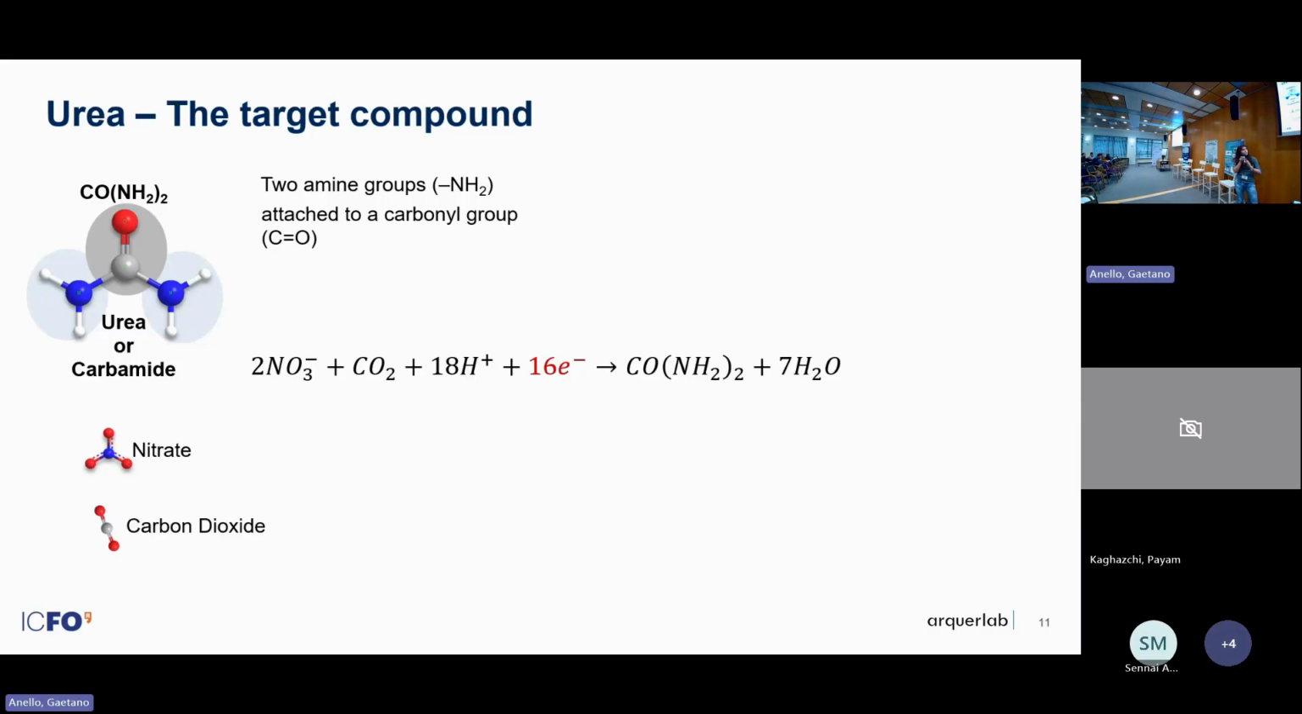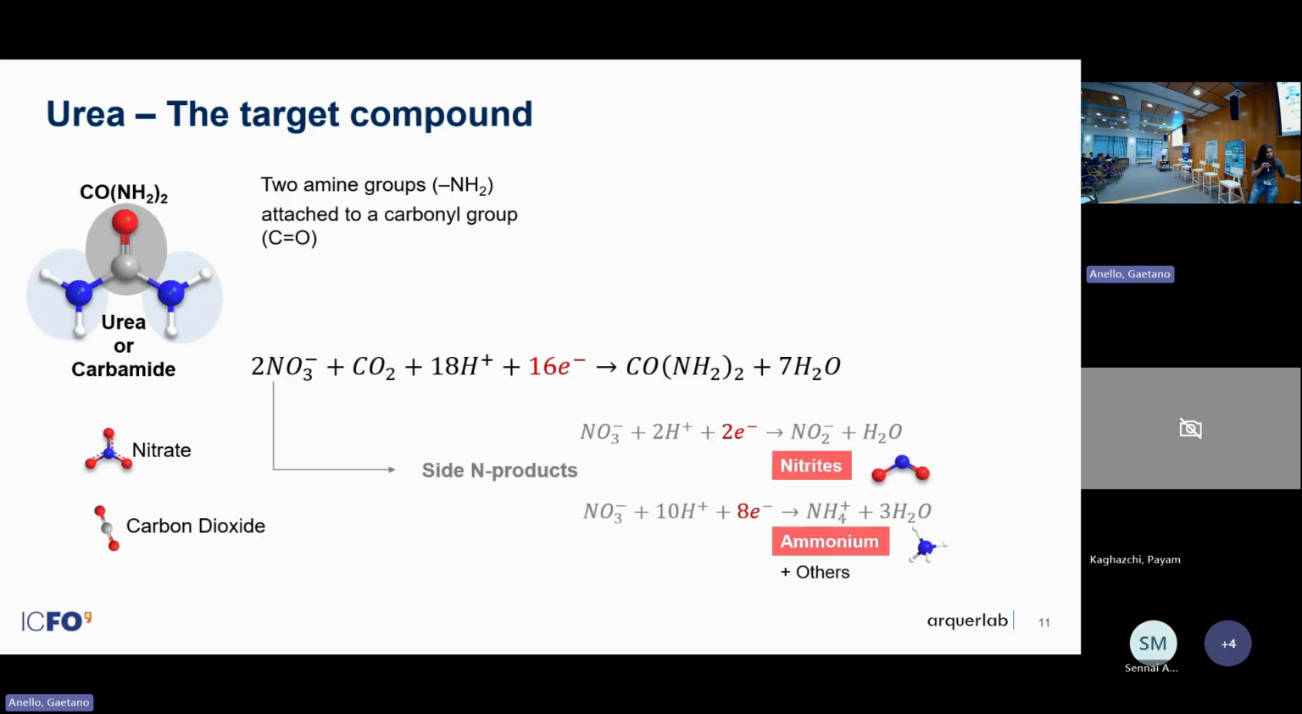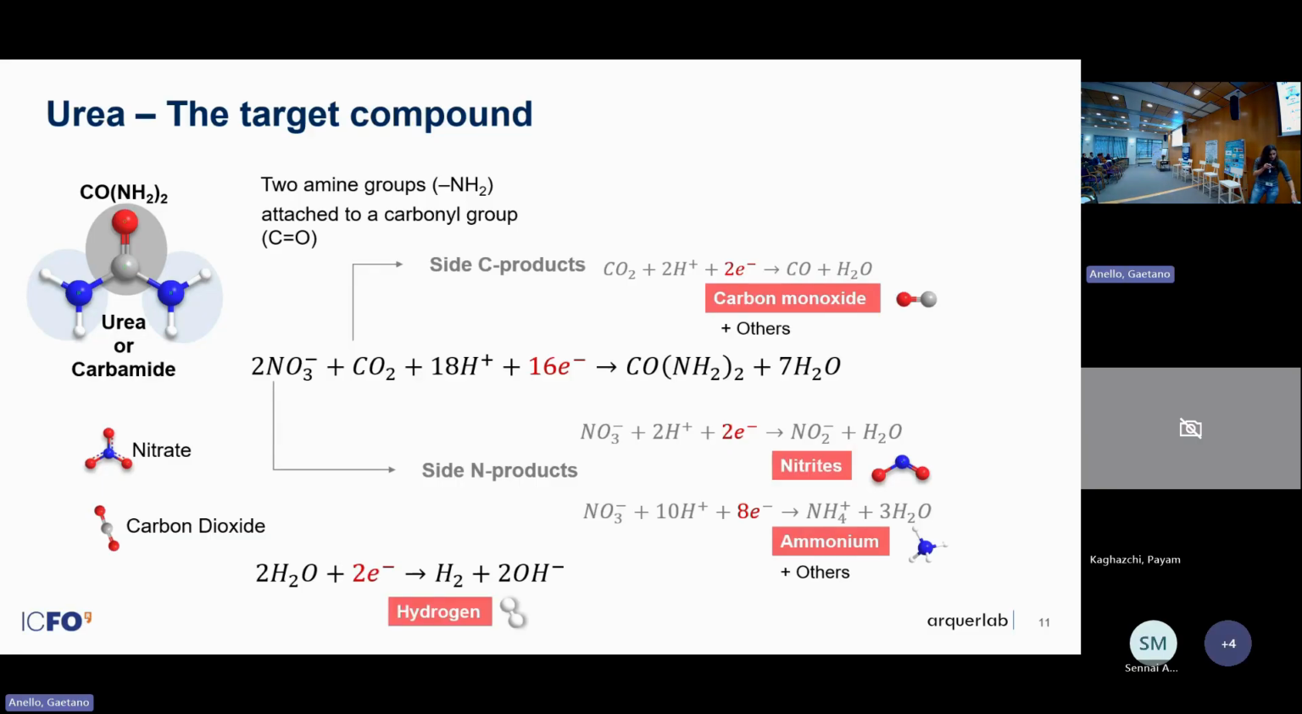The reduction of CO2 and nitrates to urea is a very complex reaction. It requires 16 electrons, so it's pretty complex. And on the way, you have all the possible byproducts that you might think you have. So you have nitrate reduction byproducts, nitrites, ammonium, and so on, hydroxylamine. You have all the possible carbon CO2 reduction byproducts. You have hydrogen, of course, always.